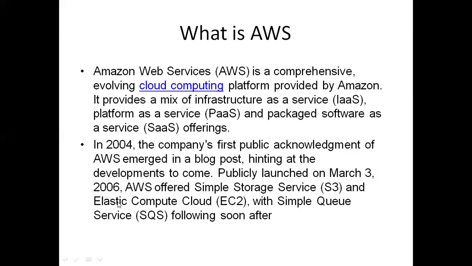So in the initial days they introduced only three to four services, like S3, EC2, SQS, SNS. They introduced AWS Cloud Computing full-fledgedly from 2006 onwards. So 2006, March 3rd. Got it, guys. So this is a little bit of history about AWS.